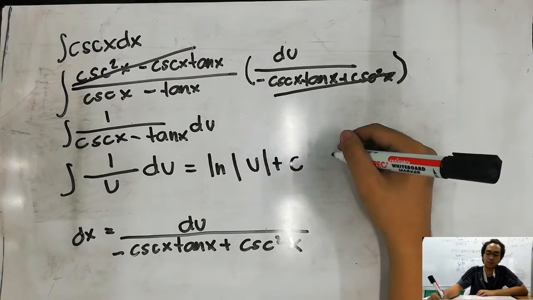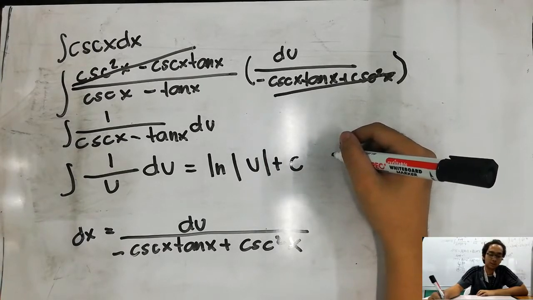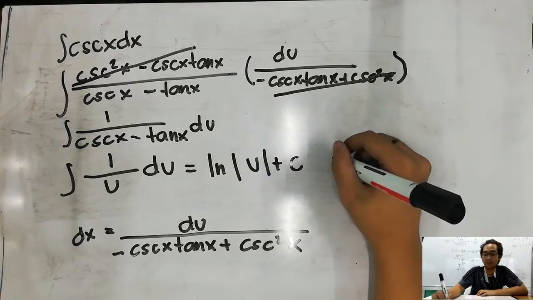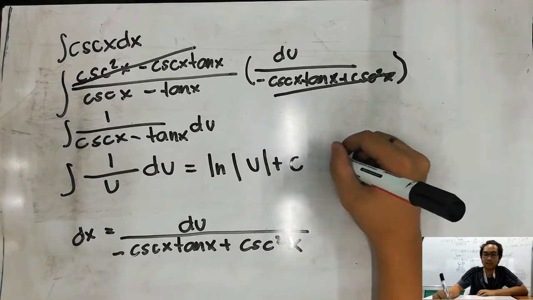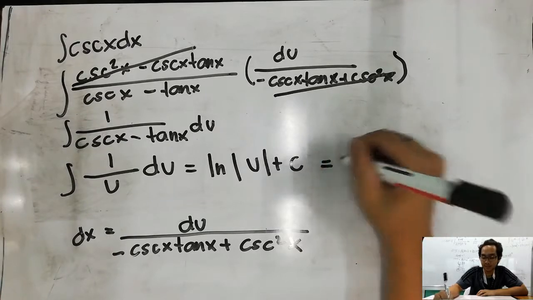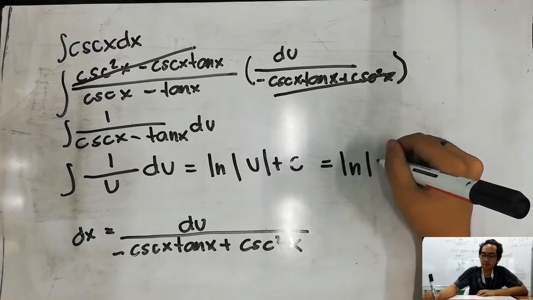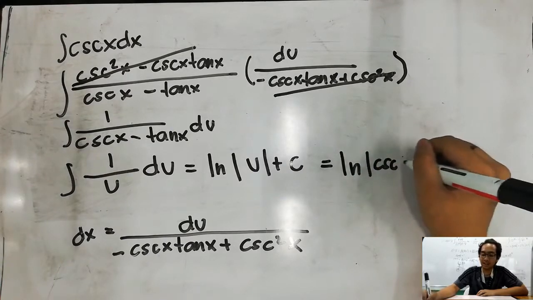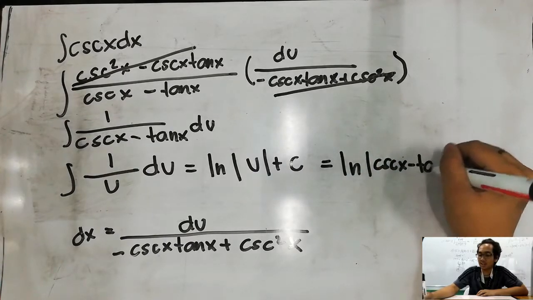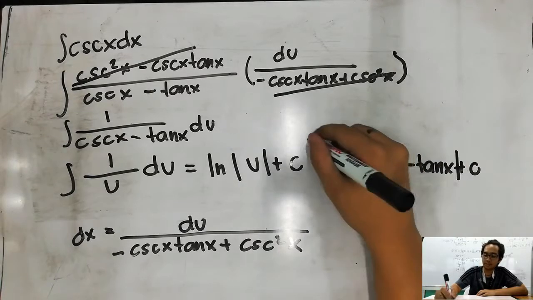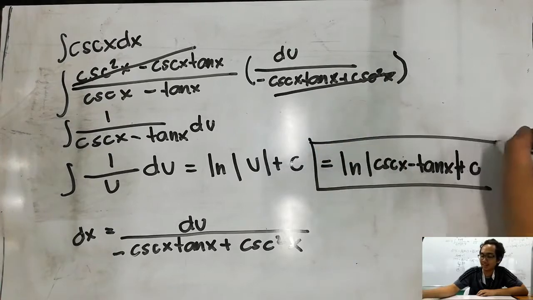Then we substitute cosecant x minus tangent x for the variable u. Our final answer will be natural log absolute value of cosecant x minus tangent x plus c. This is our final answer.